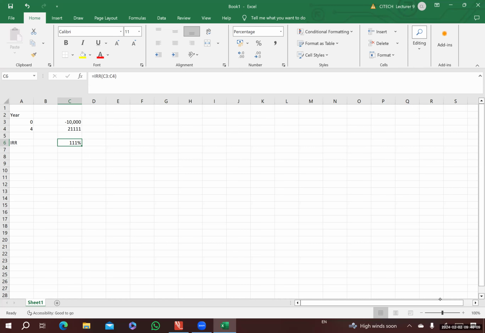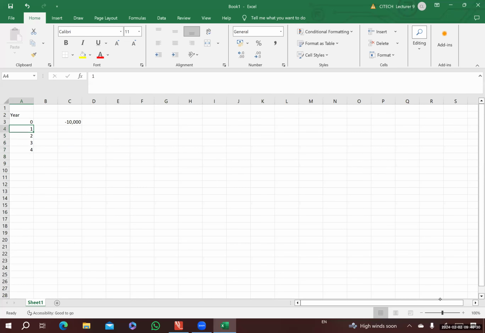We discount year 0 to year 4. Or no, I missed out 1, 2, 3. Sorry, we have to do it again because we cannot skip the year. This is not right, I skipped the year just now. Going to take this out. Year 0, year 1, year 2, year 3, year 4.